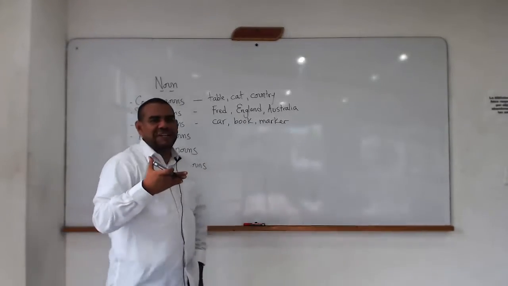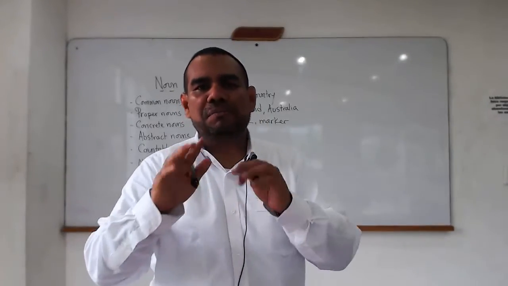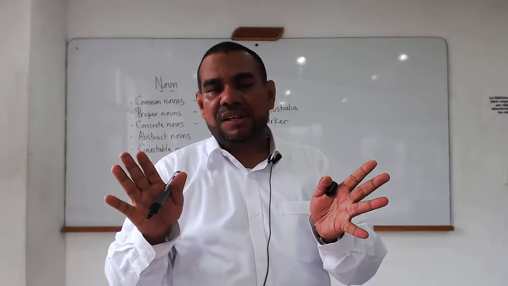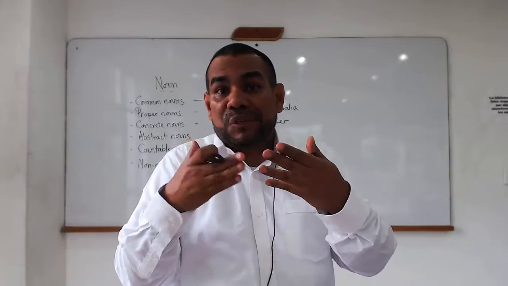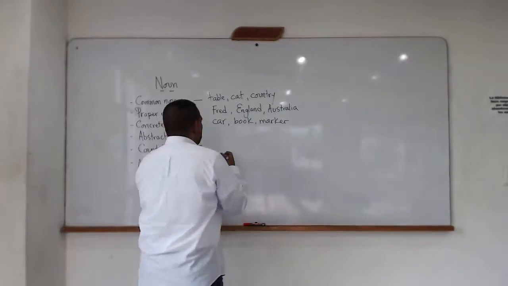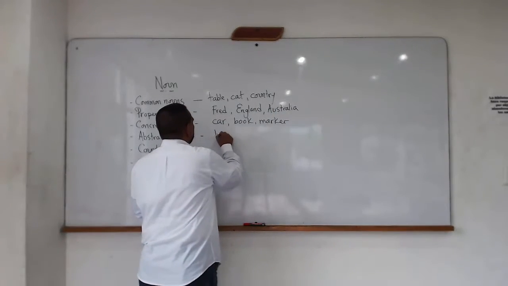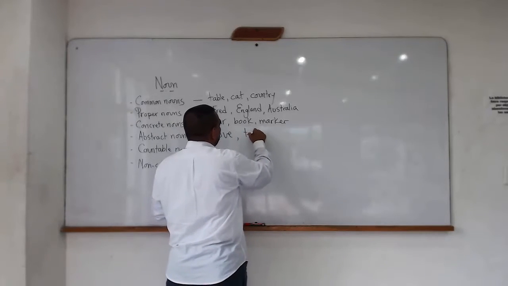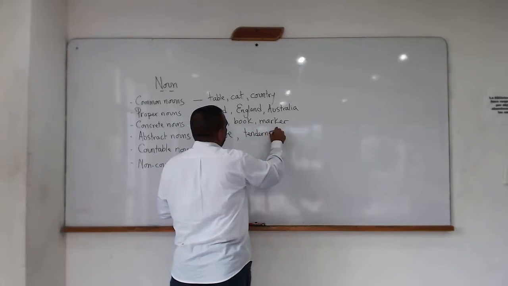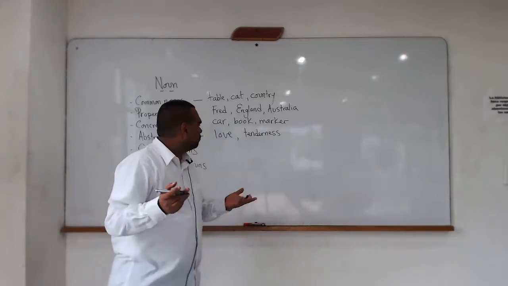Abstract, the ones that refer to non-material ideas. Let's say, for example, feelings. Let's say, for example, sensations. Those are abstract nouns. For example, love. For example, tenderness. And many other ones, right?